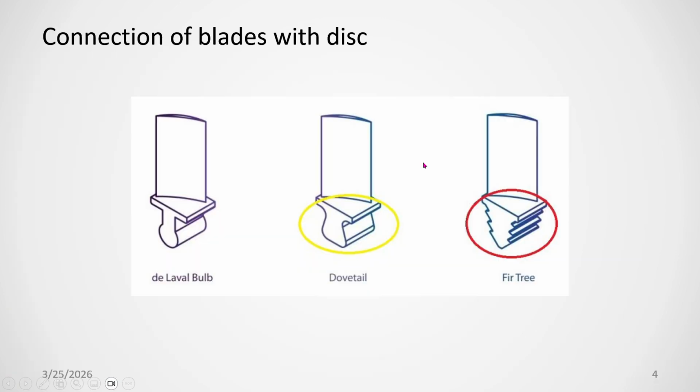On the next slide you see this is called the dovetail type joint. This is called the fir tree type joint. This is the bulb type joint. Here the blade is fixed in the grooves of the disc so that it cannot go out. A similar groove is there on the disc of the turbine rotor, and the blade fits into the grooves so it will not go out. These are the connection types by which the rotor blades are mounted on the disc.